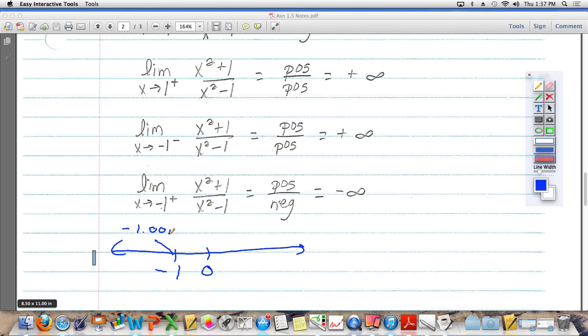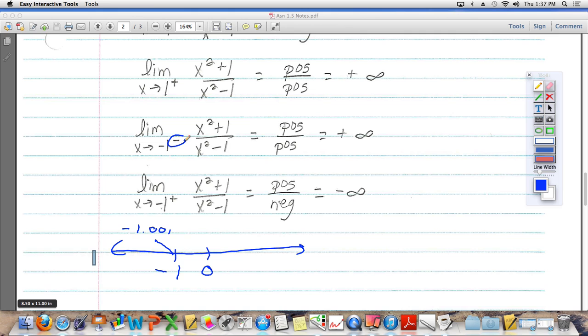Okay, so we have -1 from the left. We square it. You guys agree it's going to be positive? Do the top. You have some negative number, you're squaring it, you get a positive. You add 1 to it, you get a positive. So again, we have a positive divided by a positive, which is a positive. So it's approaching positive infinity.